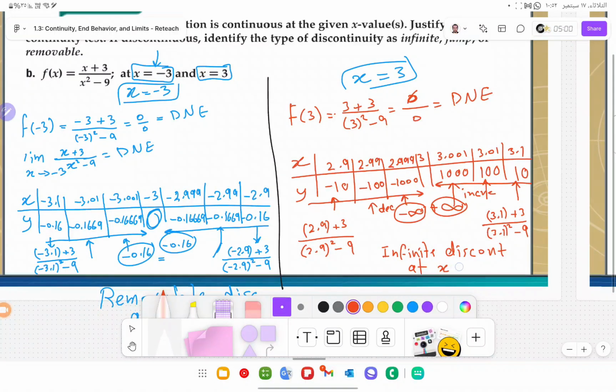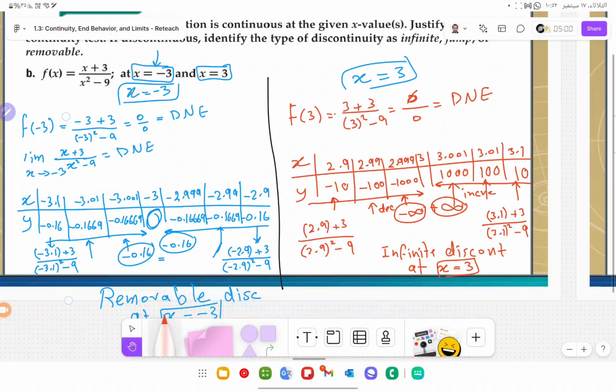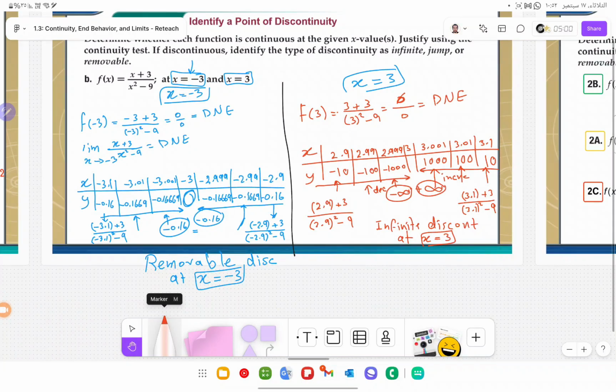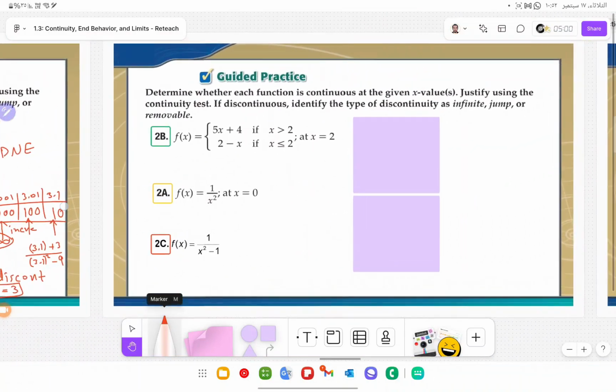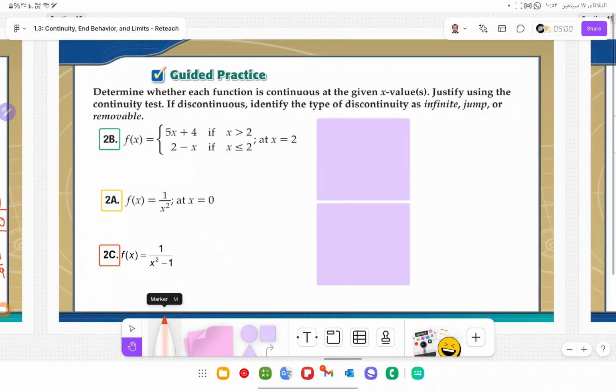At x equal 3. So as you can see, this question has 2 different discontinuities. The first one is removable, the second one is infinite discontinuity. I hope you understand this. Try it now by yourself to solve this question and tell me what type of discontinuity you get. And if you need help, please text me.